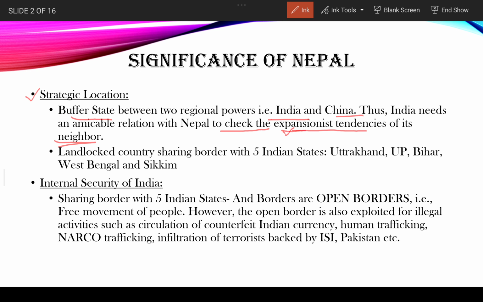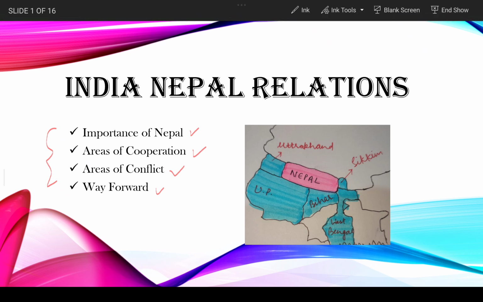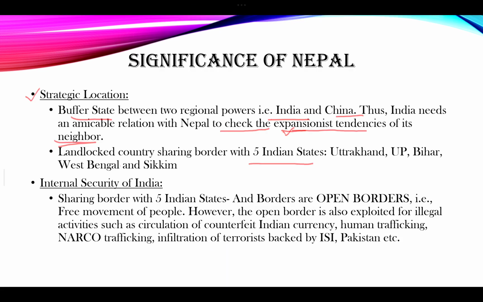Okay, so here, just like there has been this expansionist tendencies of China, then it's a landlocked country sharing border with, and yes, definitely another strategic location. One is the buffer state between India and China, and the another thing is that it is sharing borders with five Indian states. Okay, so when we are talking about the five Indian states it is sharing borders with, four are very easy to know, but there is just the fifth one. See, the four are Uttarakhand, UP, Bihar, Sikkim. They are clear, but sometimes anybody can make this mistake of West Bengal. It's also sharing a small border with Nepal, so it's an important point to remember here. So this is also one of the significance.